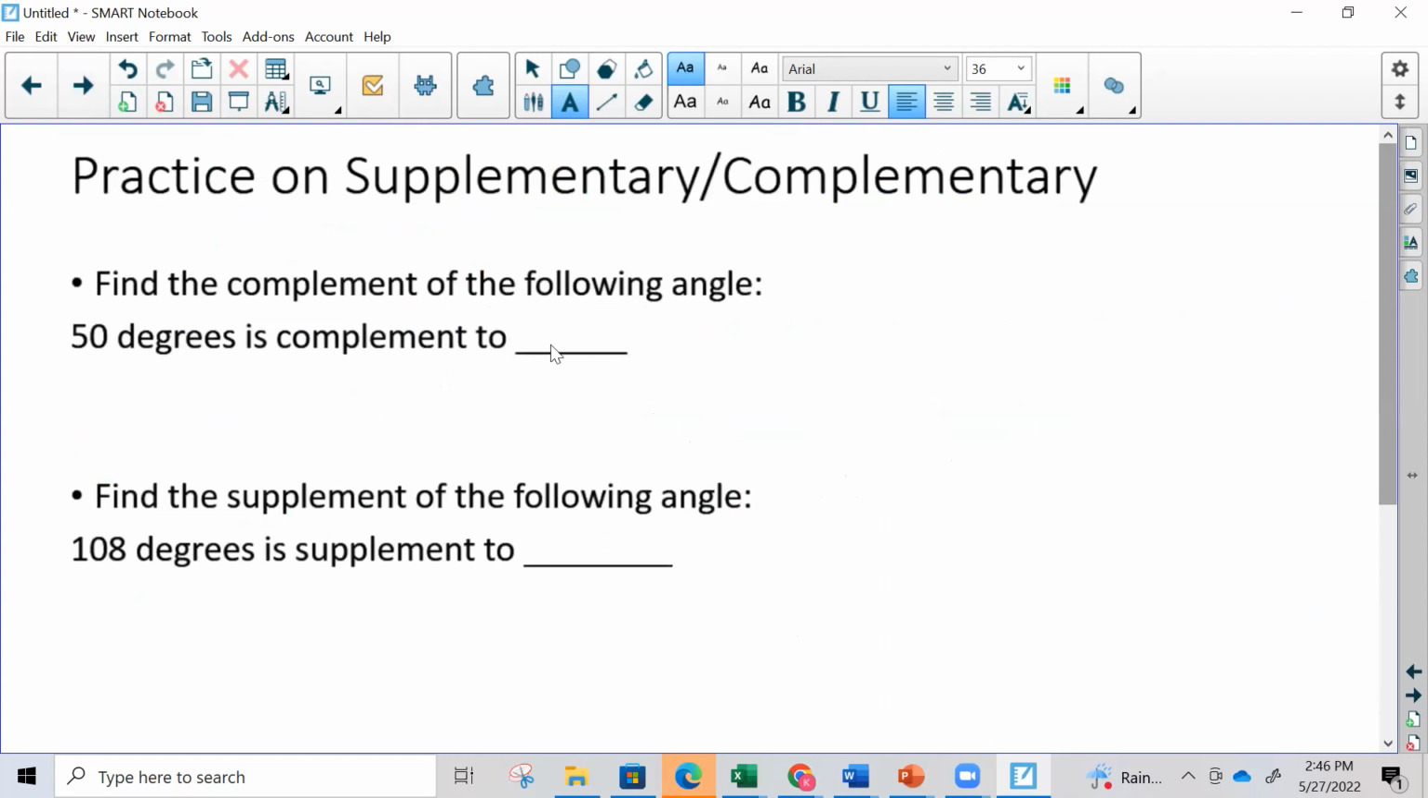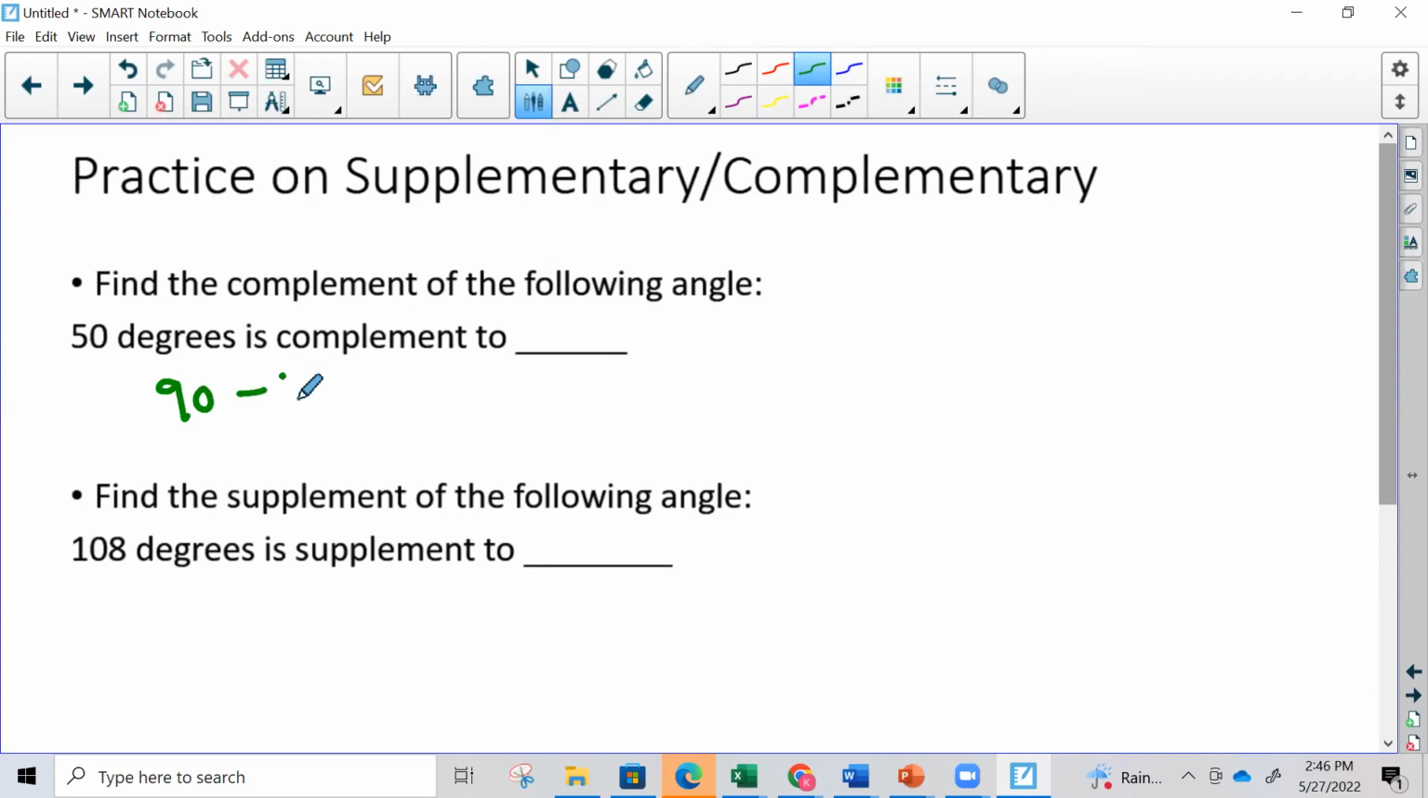Okay, so then some practice with supplementary and complementary. If it says find the complement of the following angle, 50 degrees is complement to. So complement again means that the two angles add up to 90 degrees. And so we need to figure out what is left over to get 90 degrees. And so when we are thinking about that, we use subtraction. So we can just do 90 minus 50, which is 40. And so the complement would be 40.